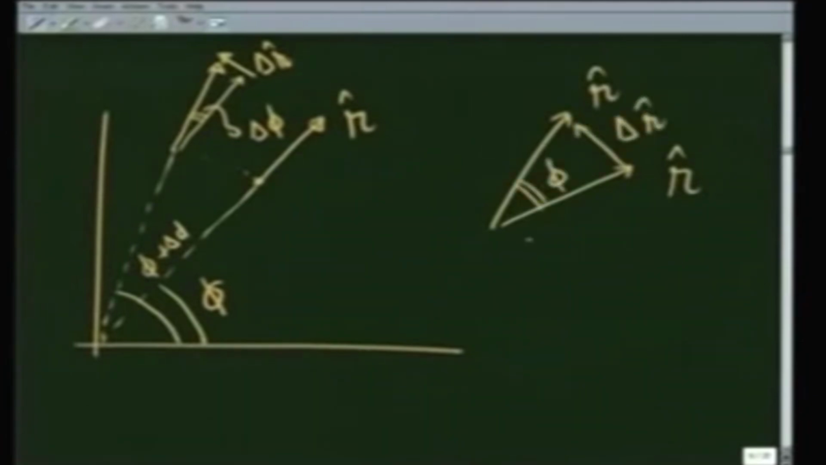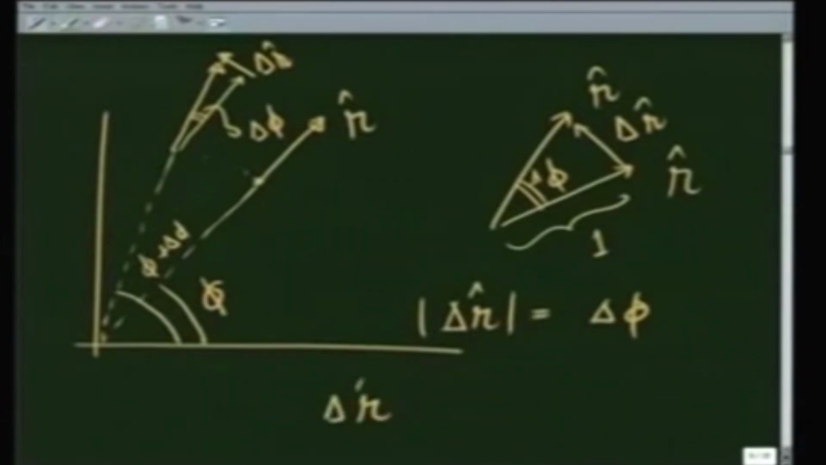If I redraw it, so initially your vector was like this, the final unit vector is like this, this is the change, and this angle is delta phi. Since this magnitude is 1, you can see that delta r magnitude is going to be delta phi. And the direction, it is in the direction of increasing phi, the way I have made it. Therefore, delta r is going to be equal to delta phi times phi unit vector. Let us see it from a mathematical point of view.